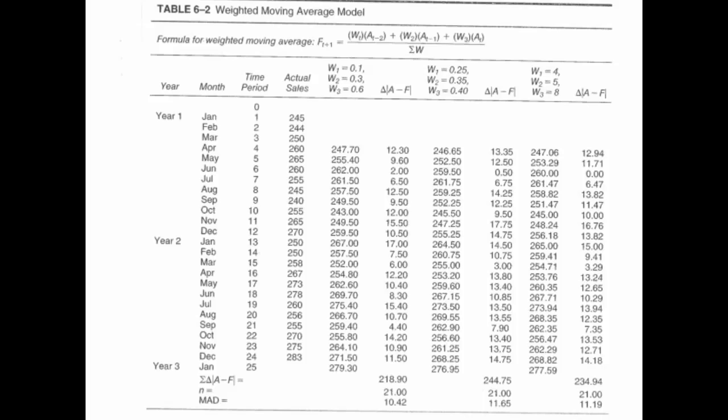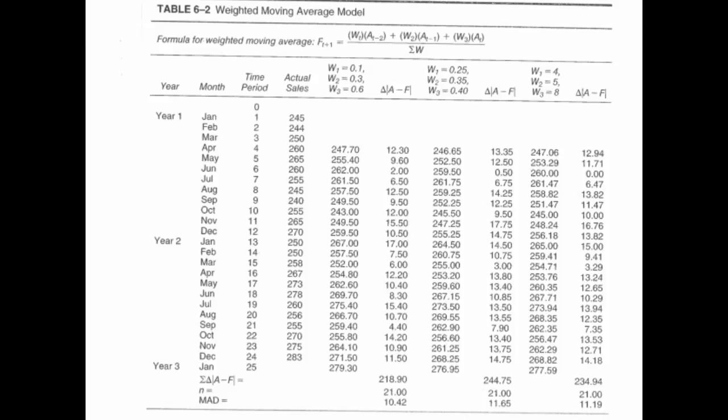Looking to the bottom of the table for the MAD results for each approach, we find that MAD for the first approach is 10.42. For the second approach, MAD is 11.65. For the third approach, MAD is 11.19. Again, these represent the average absolute deviation of each month's forecast from actual sales of that month, regardless of the direction of the difference between forecasts and sales. To reiterate, this provides an assessment of monthly accuracy rather than overall accuracy after 2 years' data have been collected.